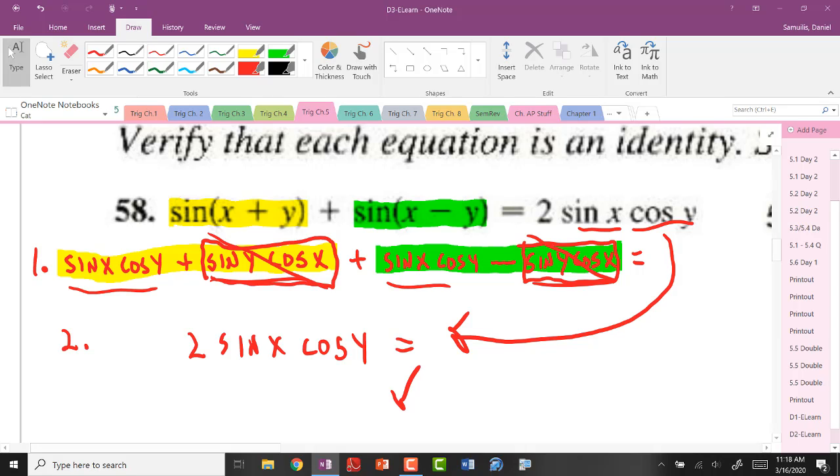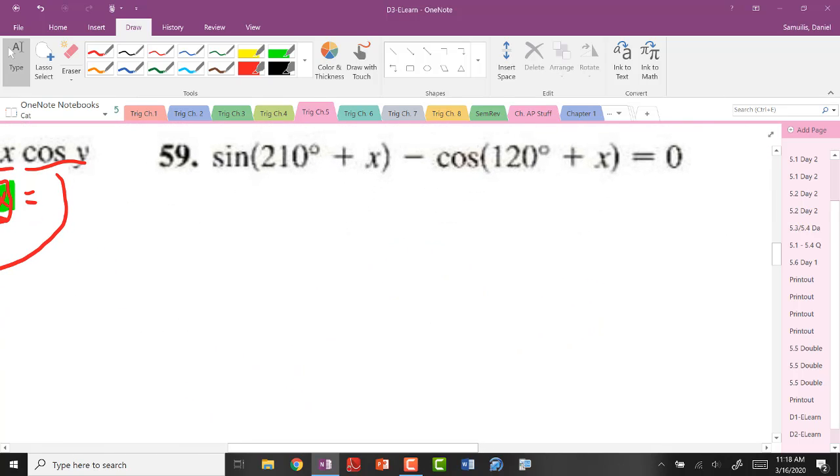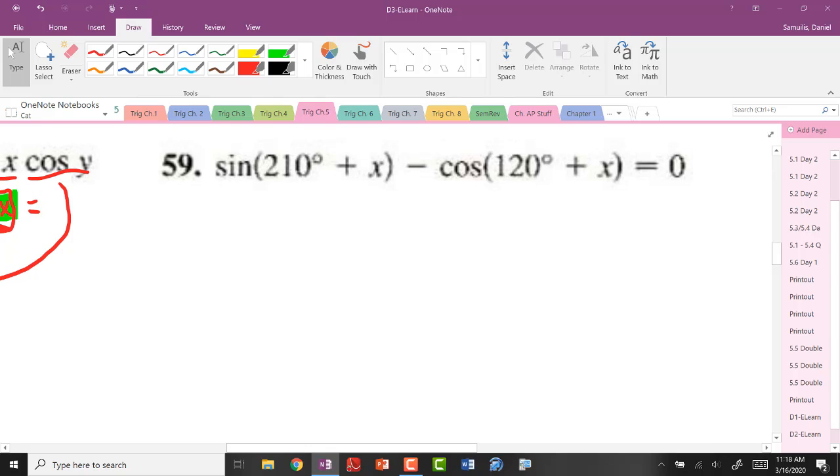Let's move on. You can always pause the video and look at that again. Now the sine sum rule. Step 1, sine 210 cosine x. That's what the sine sum rule is.